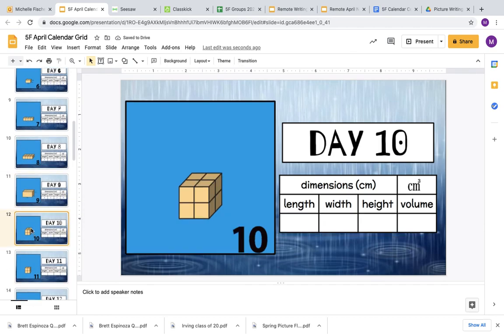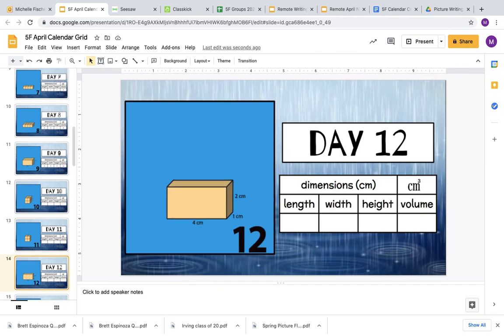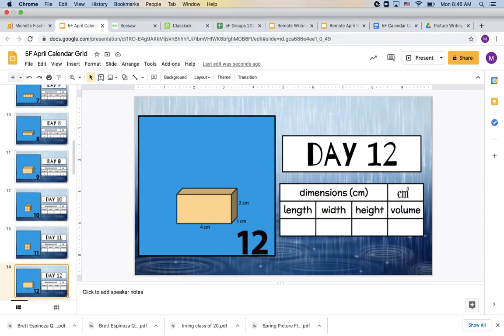All right, day 10, you are doing on your own. We've got the cubes. Day 11, you also have cubes. And day 12, they give you the measurements. Go ahead and complete that on Seesaw.